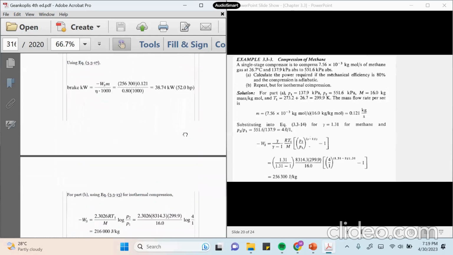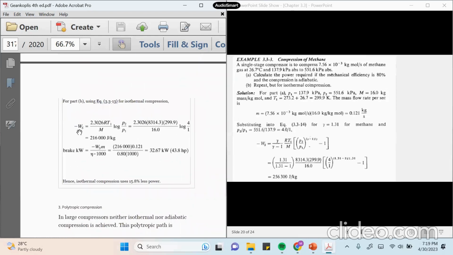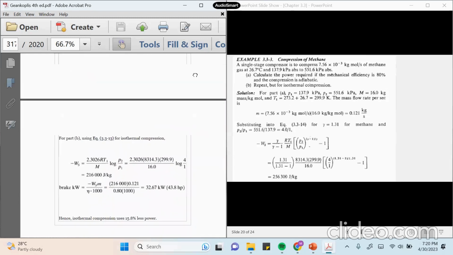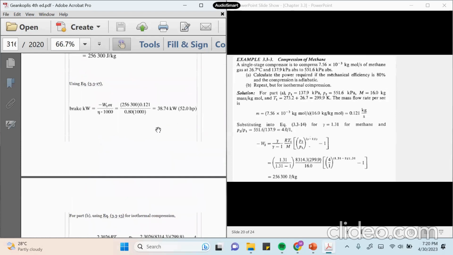Okay, so the second one, I will use the equation of 13. Again, I put all the known values, and I get the brake power, the minus Ws, is this. So it's lower, right? As you can see, the adiabatic power is always higher than the isothermal one. That's why usually adiabatic compression requires cooling.